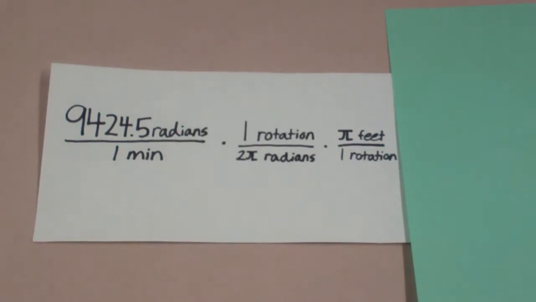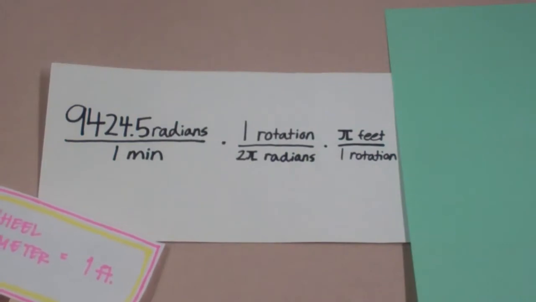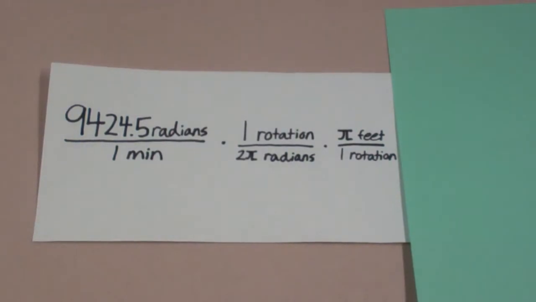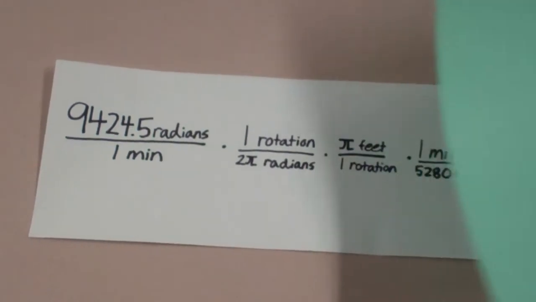The current wheels I have on this bad boy have a diameter of 1 foot. To find the circumference of the wheel, we'll multiply the diameter by pi. Logically, every time the wheel makes a full rotation, it will travel the distance of one circumference. Now we have feet per minute. We're nearly there. The last thing we need to do is convert to miles per hour.